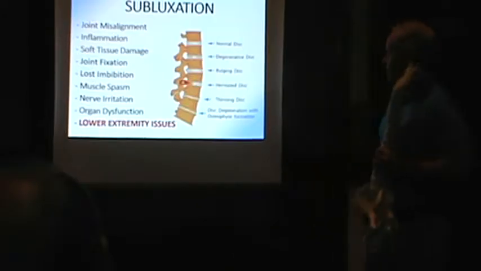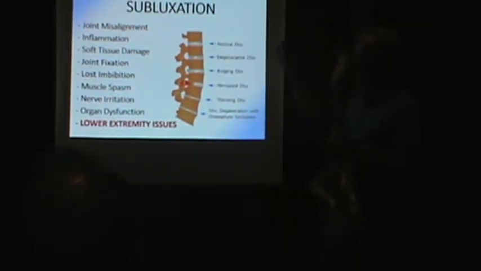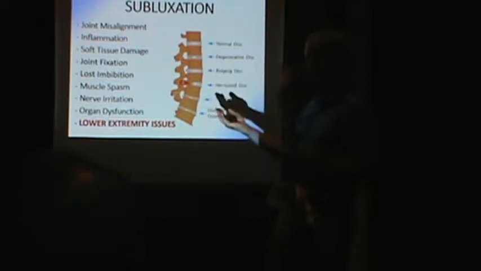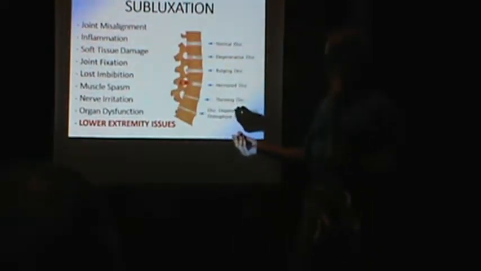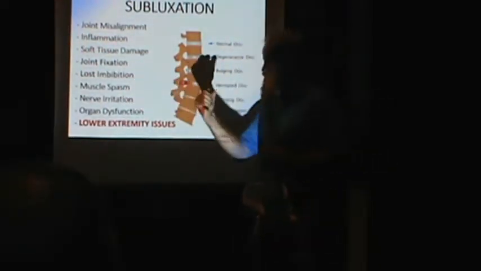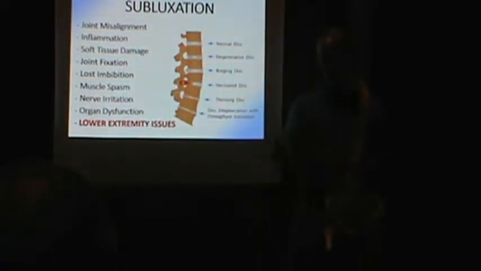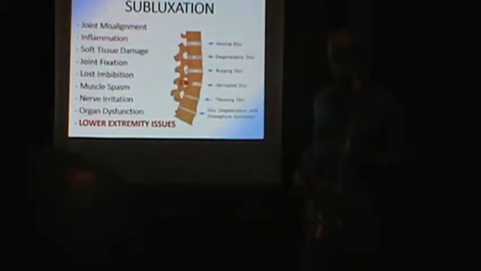So the reason why we're talking about this is, when there's a misalignment of the spine, it's called a subluxation. So it's a joint misalignment. Causes inflammation, causes soft tissue damage, which is that cartilage. Joint fixation, meaning it's not moving properly. Loss of inhibition, so it doesn't get the nutrients it needs. Around that area, it can have spasm when it's trying to guard it. The nerve gets irritated. The organ will not be able to work as well, just like the muscle. And then, depending on where it affects, we talked about the lower part of the spine. That's what goes to the lower extremities.